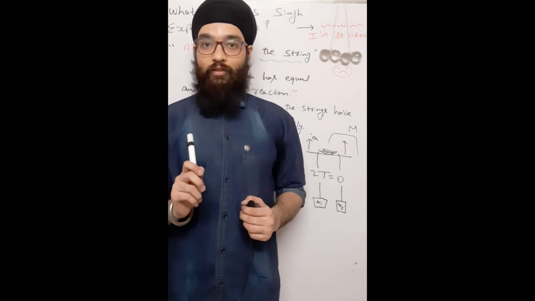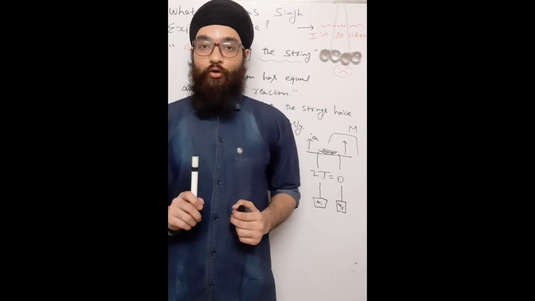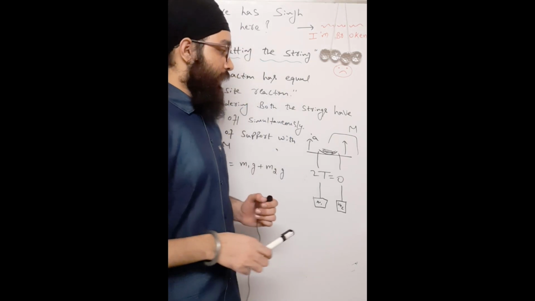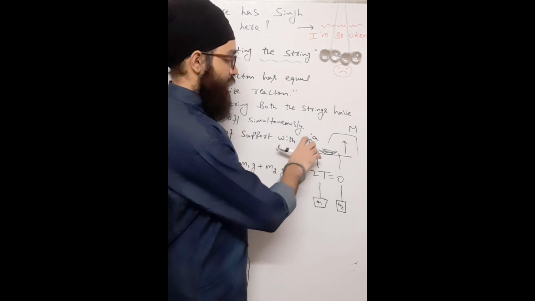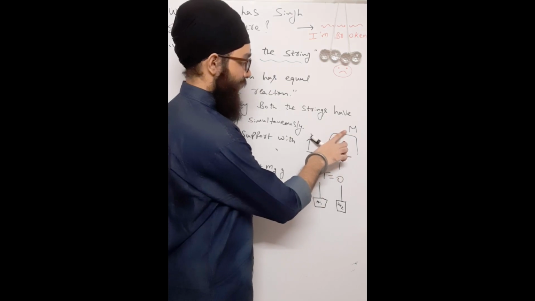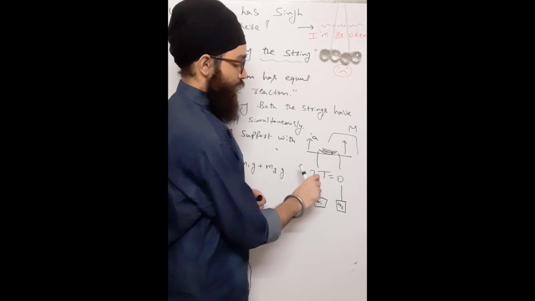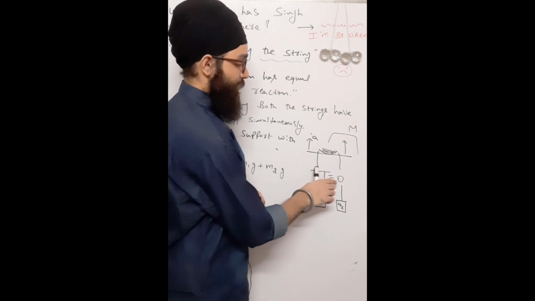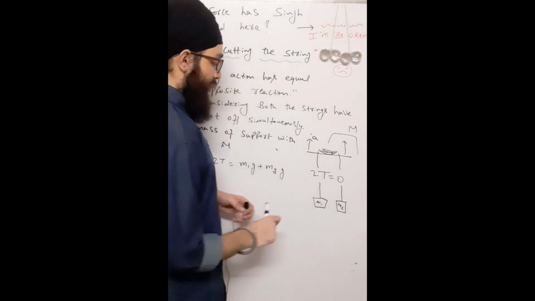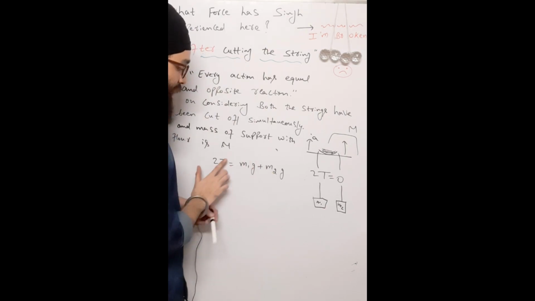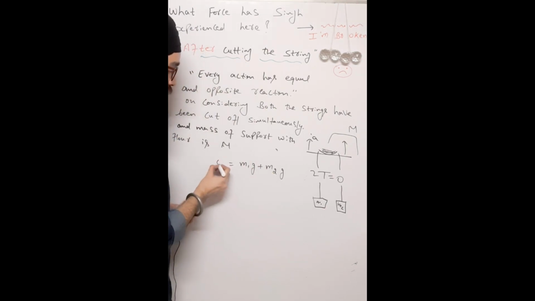We can solve this problem too by assuming two more things. The one is, I'm going to assume the mass of the support is uppercase M, and both the strings have been cut off simultaneously, due to which this 2T tension eventually becomes 0, and now the equation can be written as 0 equals to this.